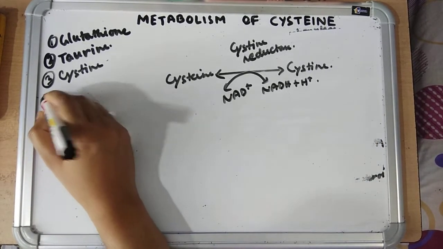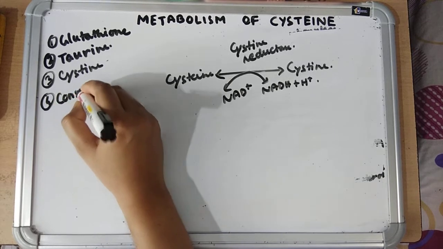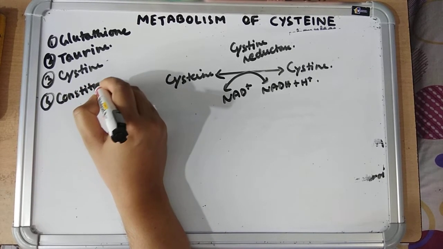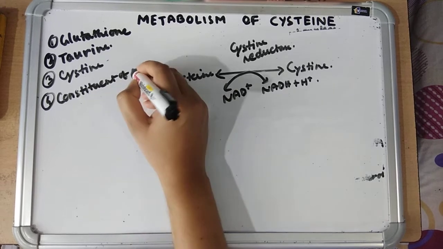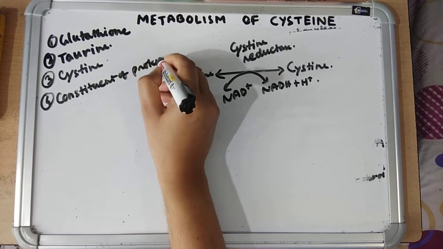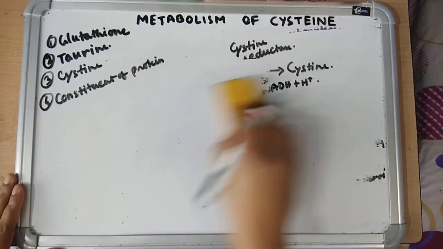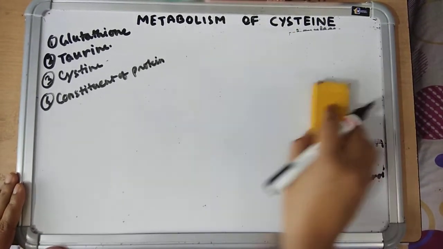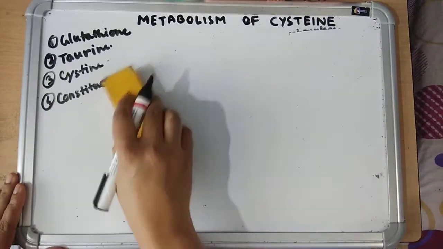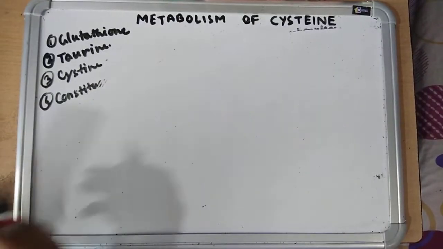Next, cysteine is an important constituent of protein, which is important for the disulfide bridges of many proteins like insulin, immunoglobulin, keratins, etc., and stabilizes the protein structure.